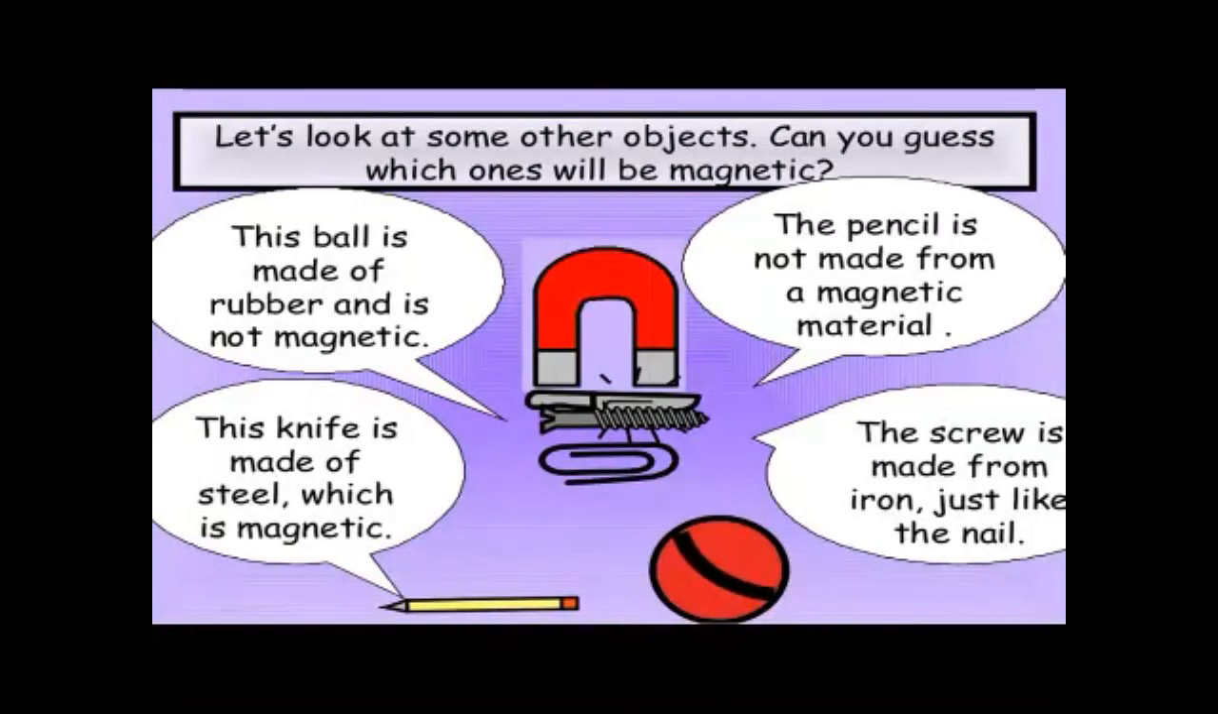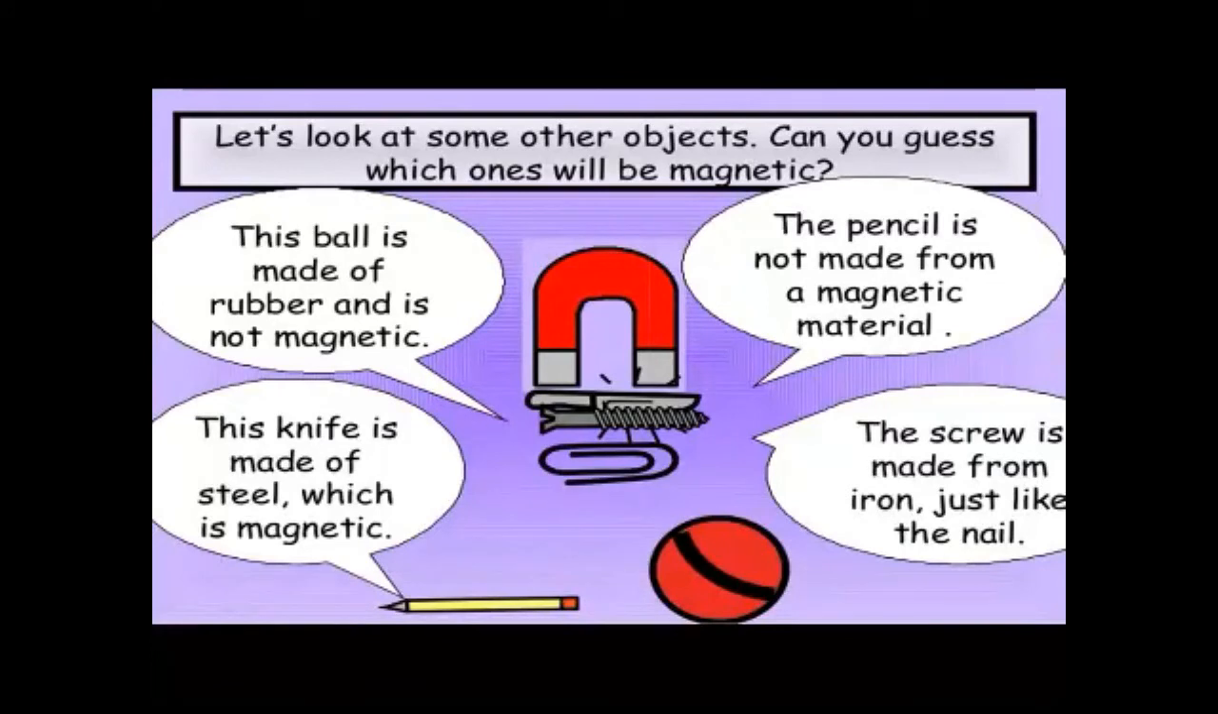Yes, this screw is easily attracted by a magnet. The screw is made from iron, just like the nail. As I told you, a thing made from iron can be easily attracted by a magnet. So this screw is easily attracted by a magnet. So this is a magnetic material.